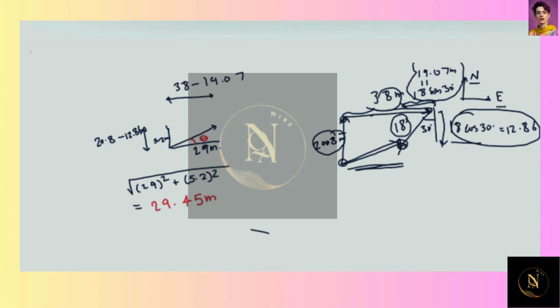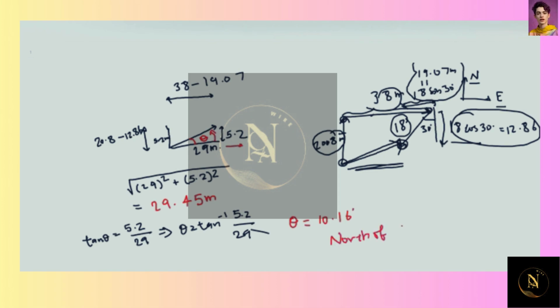But we also need to find this angle theta to know the direction in which you need to run. Now, because this distance is 5.2, we can see that tan theta is equal to 5.2 by 29, which means our theta is tan inverse of 5.2 by 29. Hence, by plugging this into a calculator, we can see that theta is equal to 10.16 degrees. And because this is eastwards and we are turning upwards, this would be north of east.